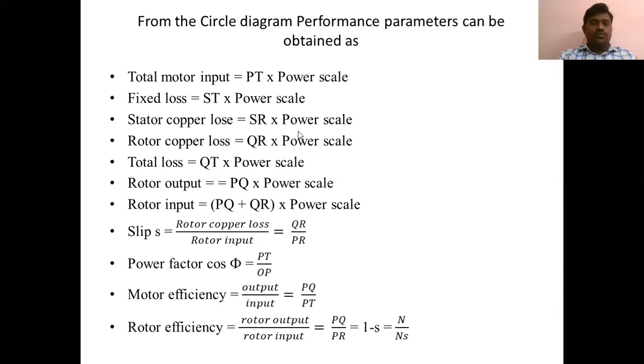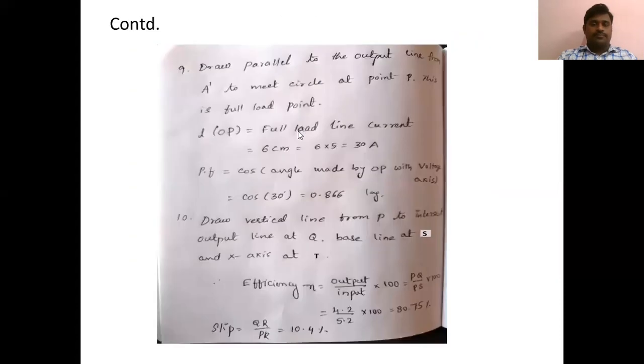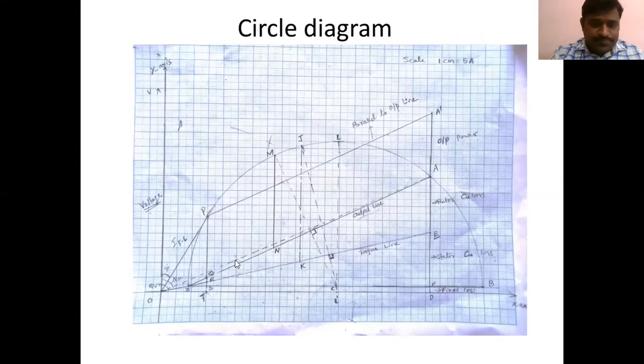Now I will explain how to draw the circle diagram. See here, first, with the no load test data, I am measuring the no load power factor angle. From the no load power factor, I take the no load power factor angle with respect to V. With the help of the no load current, we get a point on this line. It is O dash, so you get a new point O dash.